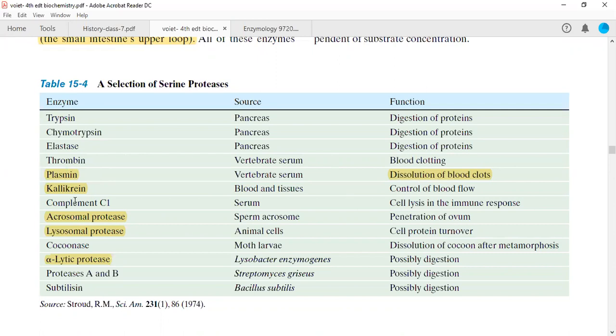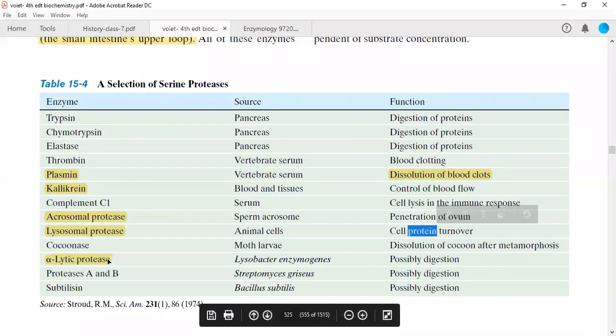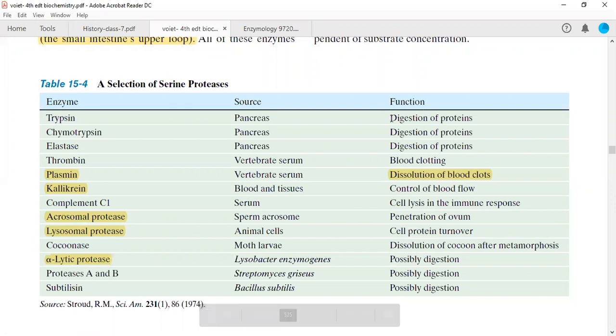Then there is the enzyme kallikrein, and the acrosomal protease. It is present over the sperm head so that it is able to penetrate into the ovum or egg. There are lysosomal proteases, which are present in the suicidal bags of the cell. These are called lysosomes, and these are responsible for removal of certain proteins which are not necessary for the cell itself. Alpha-lytic protease, subtilisin, yes, we have discussed this, proteases A and B. These are all important enzymes in digestion. In our digestion process, they all have their roles.